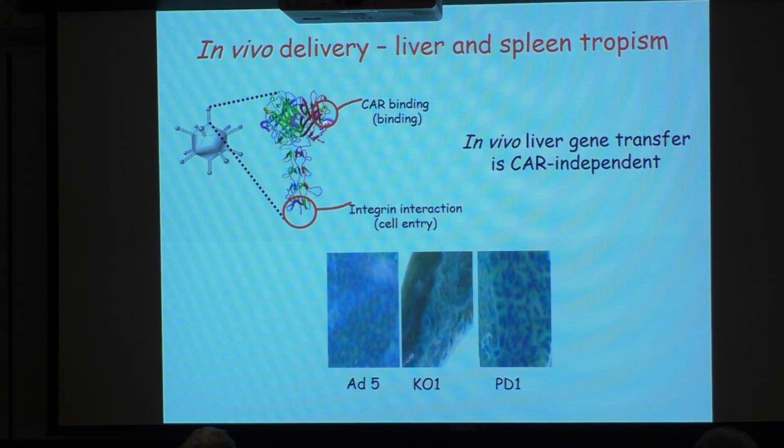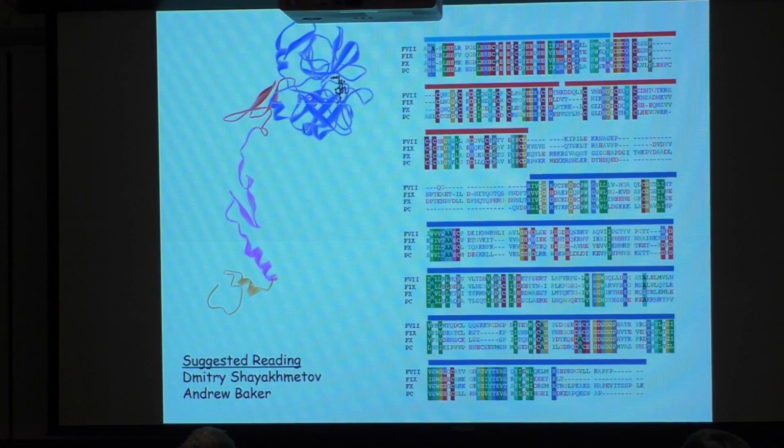The problem came when you started to look at these modifications and look at liver uptake. So the CAR binding domains in the fibre knob here, the integrin interaction down in the penton: if you mutate these either individually or together, you had absolutely no effect on uptake of the virus into the liver. So this is a mechanism that's completely independent of these main tropism-determining processes that have been published in the late 90s, work from Dmitry Shayakhmetov and our group.